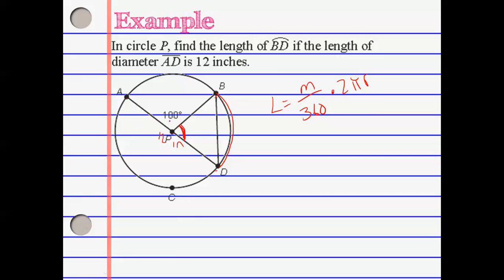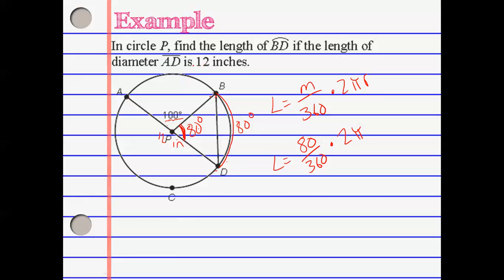Now, since we know that this is 100 degrees right here, this angle plus that angle, APB plus BPD, is going to equal 180. So all we have to do is take 180 minus 100. So we know that this is 80 degrees. Because this is 80 degrees, we also know that arc BD is 80 degrees. So that gives us a number to put in there, 80 over 360 times 2 pi.